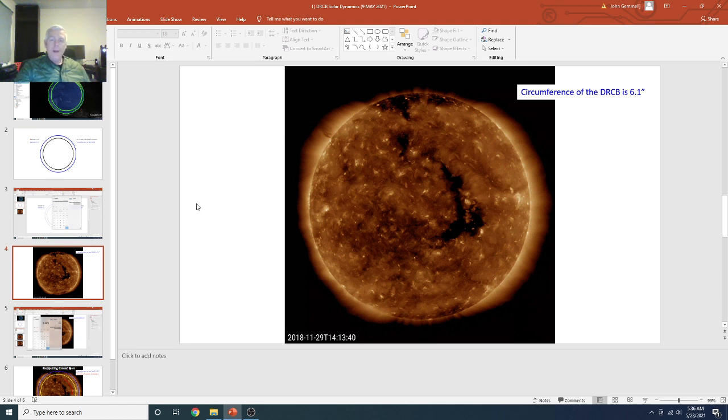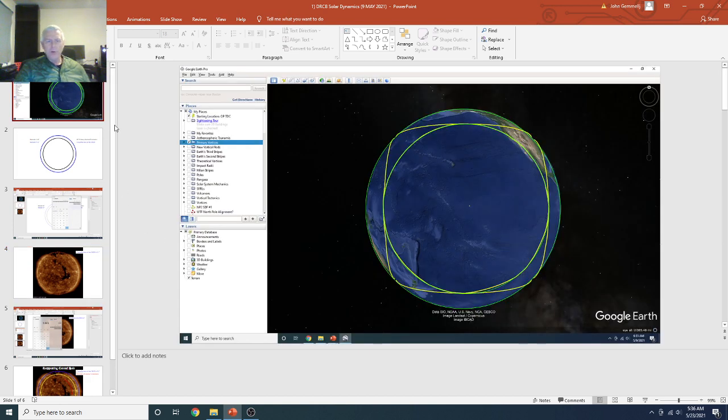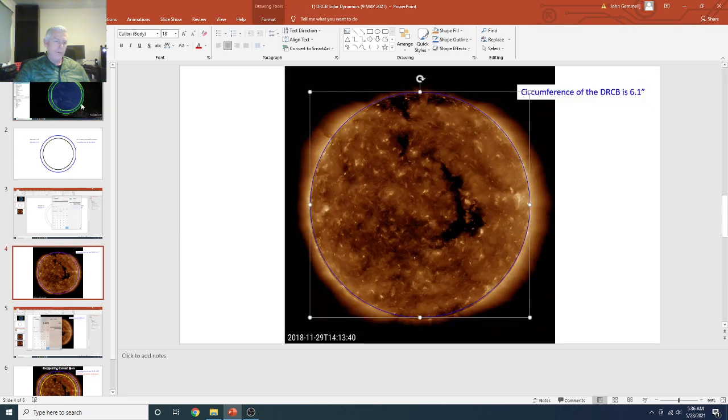So, anyhow, I looked at that and I said, I can't just keep looking for the perfect sunshots by the SDO that occurred during the month of March. So now I capture this, I do my circle here. Well, let me go back. I'm going to go back and put my circle back on there.